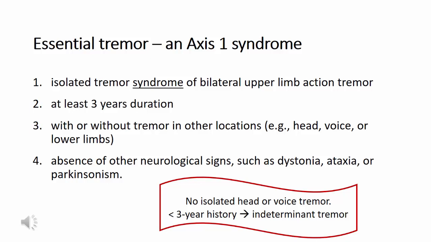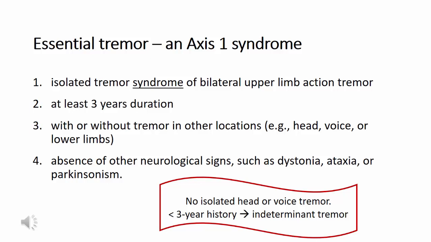The new definition requires a history of tremor for at least 3 years. This was done to increase the odds of a stable phenotype. Tremor of less than 3 years duration is called indeterminate tremor. The definition of essential tremor excludes other neurological signs such as dystonia, ataxia, and Parkinsonism.